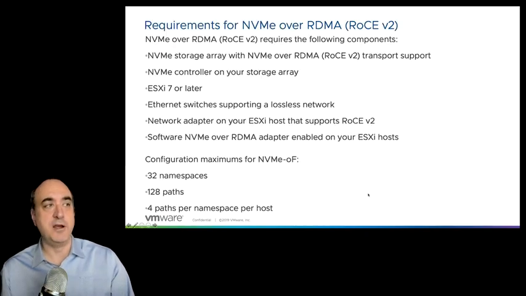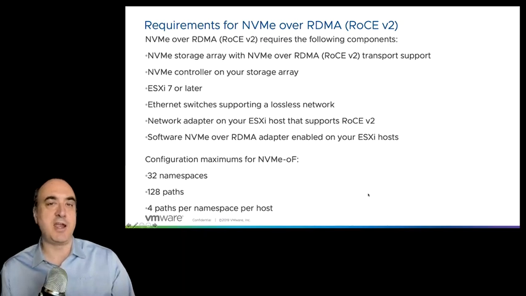The requirements for NVMe over RDMA using RoCE version 2: the NVMe storage array with NVMe over RDMA transport support, that's a requirement. You need an NVMe controller on your storage array, of course, and ESXi 7. Ethernet switches supporting a lossless network, and a network adapter on your ESXi host that supports RoCE version 2. So it's a network adapter, but it needs to be a network adapter that supports RDMA. That's the catch, right? And it needs to be using RoCE version 2, the lossless Ethernet network.